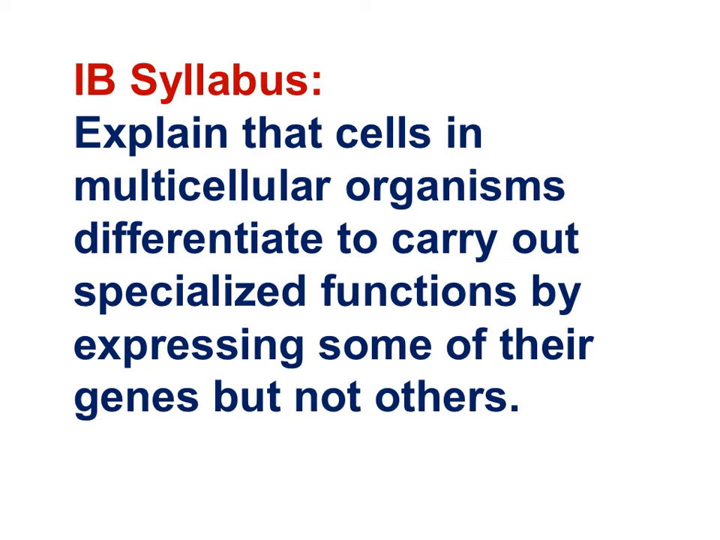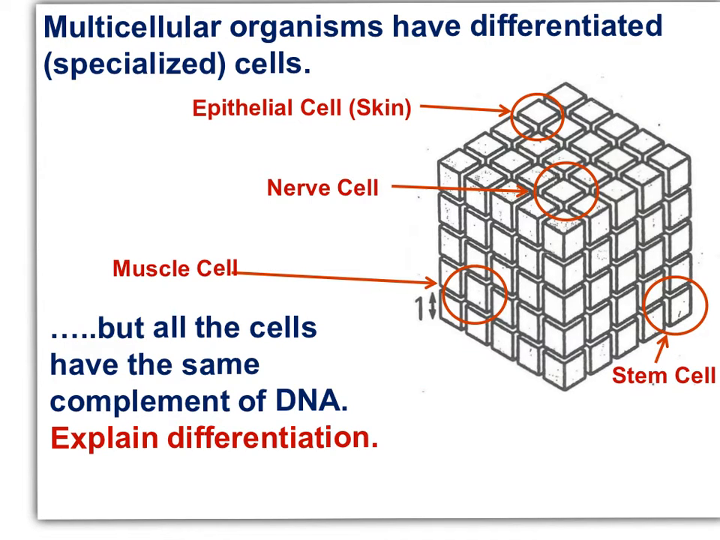And that brings us to the next IB syllabus statement. Explain that cells in multicellular organisms differentiate to carry out specialized functions by expressing some of their genes but not others. Remember that multicellular organisms have differentiated, specialized cells: the epithelial cell, the nerve cell, the muscle cell. All the cells have the same complement of DNA, but differentiated cells have certain regions of the DNA that are expressed, while other regions of the DNA are not expressed. Cells that are differentiated have different functions within the larger body of the multicellular organism.